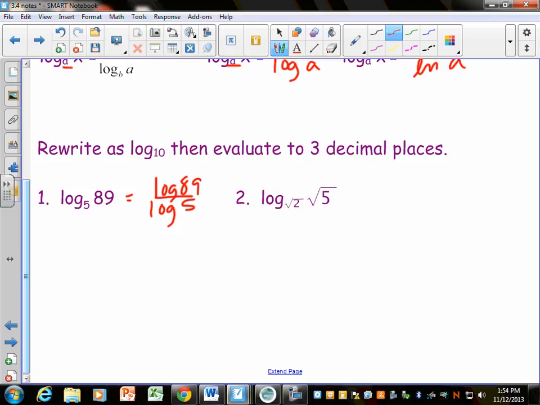If you're typing this all at once on your calculator, be careful with your parentheses, right? On my calculators, at least, when you type log, it automatically puts a parenthesis. So you need to close that parenthesis before you divide, otherwise it'll take the log of the whole thing.